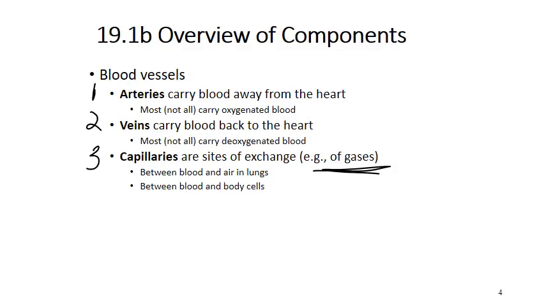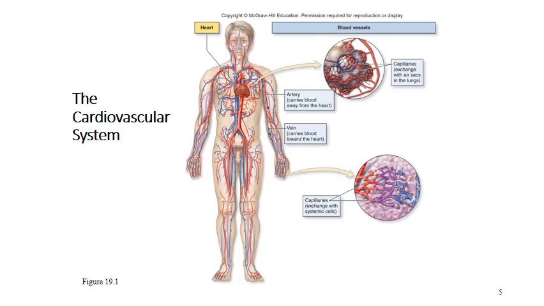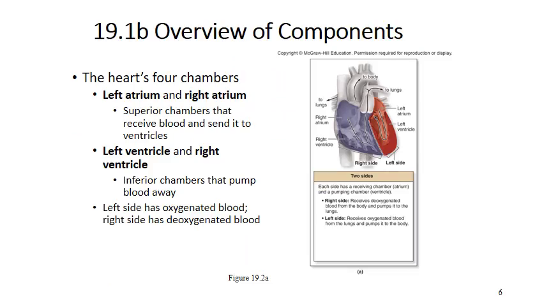So blood and air in the lungs, and then between blood and the body cells throughout the body. So we can see here, it's a pretty intense system with those capillary beds allowing for an exchange with the systemic cells of oxygen, carbon dioxide, nutrients, and waste.